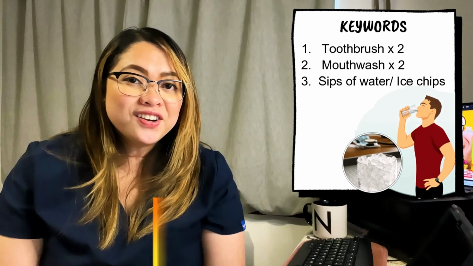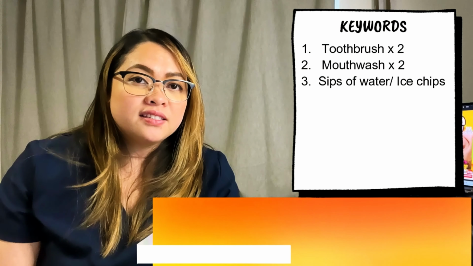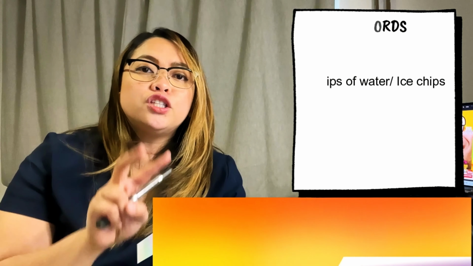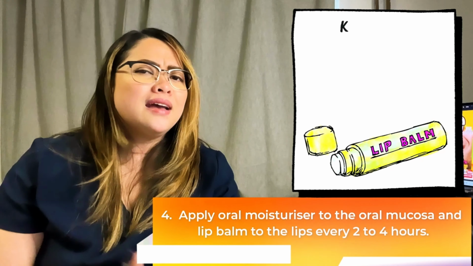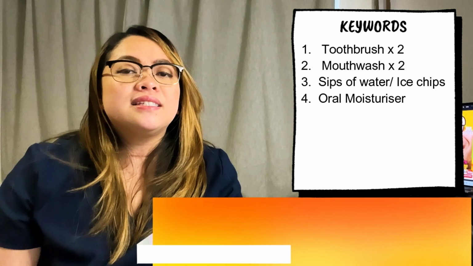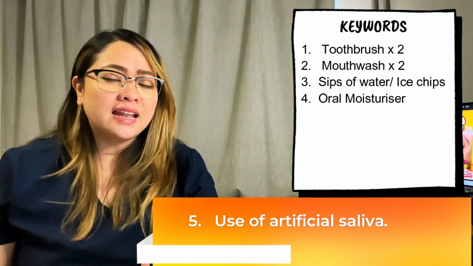The next criteria is to apply oral moisturizer to the oral mucosa and lip balm to the lips every 2 to 4 hours. So what's the keyword that we can take from this one? Yes, oral moisturizer. Well done. The next criteria is to use artificial saliva. Why do we use artificial saliva, by the way?